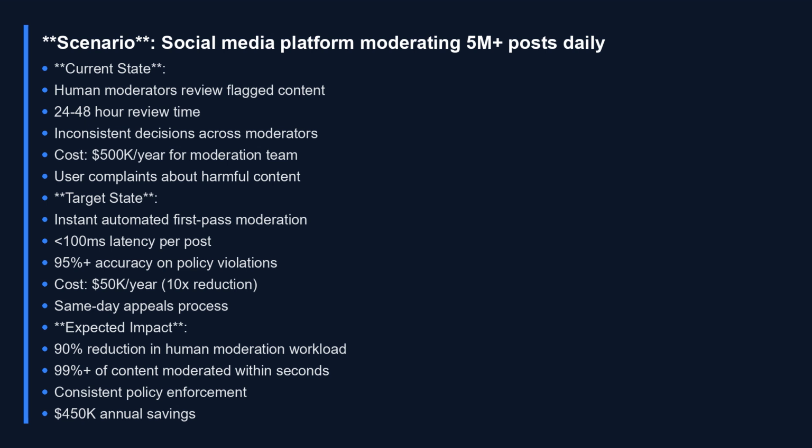The target state is instant automated first pass moderation, under 100 milliseconds per post, 95% or better accuracy on policy violations, and a cost of $50,000 a year. That's a 10 times cost reduction. The expected impact: 90% less human moderation workload, 99% of content moderated within seconds, and $450,000 in annual savings. These aren't theoretical numbers, they're achievable with the architecture you're about to build.